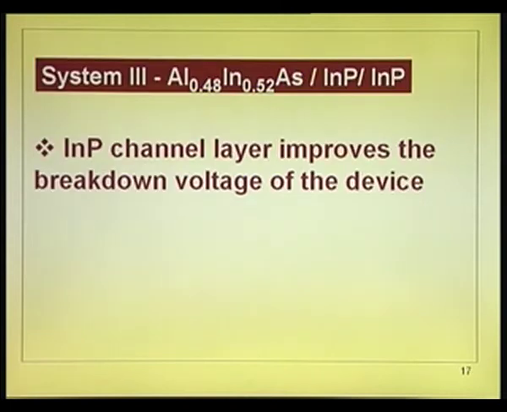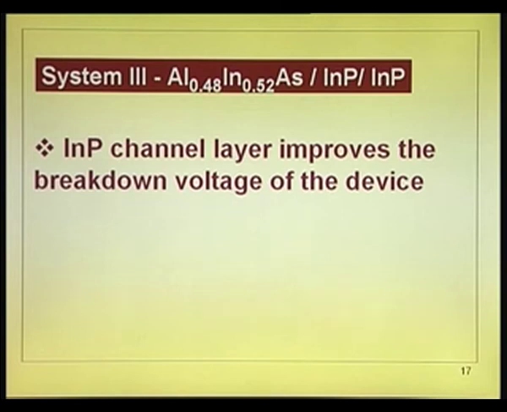System 3. Obviously, we are running through the thing, because after all we understand what is required. Aluminum indium arsenide or gallium indium arsenide is the most popular device in indium phosphide based systems, but people have been taking a look at other materials.